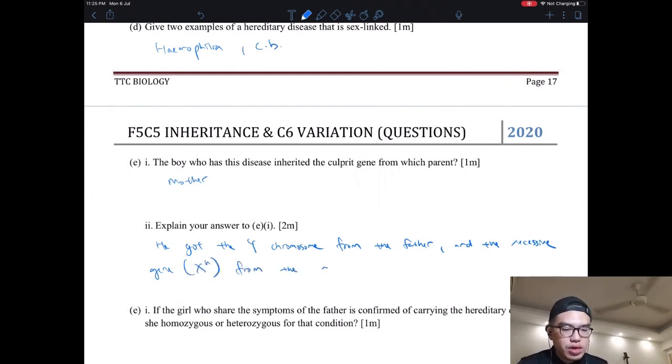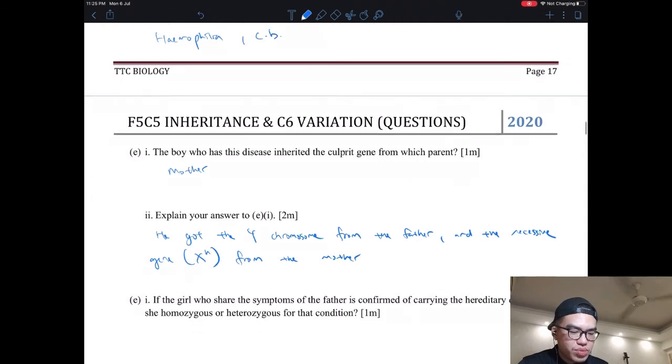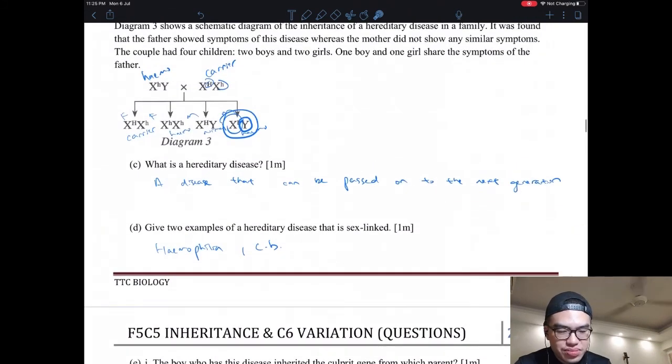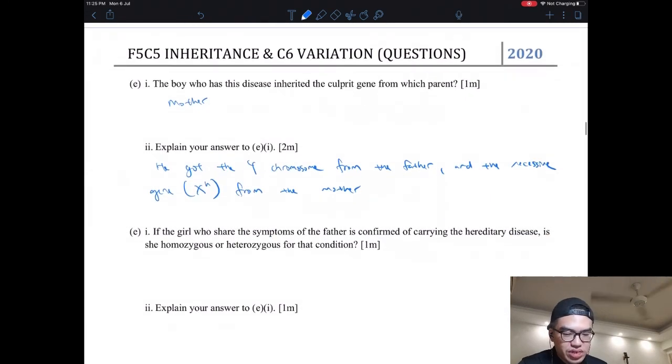If a girl shares the symptom of the father, meaning a hemophiliac girl, which is this girl, is she homozygous or heterozygous? For sure she is homozygous. Because if she were heterozygous, she wouldn't have the symptom. She would be a carrier, normal but she has the gene. Explain your answer.